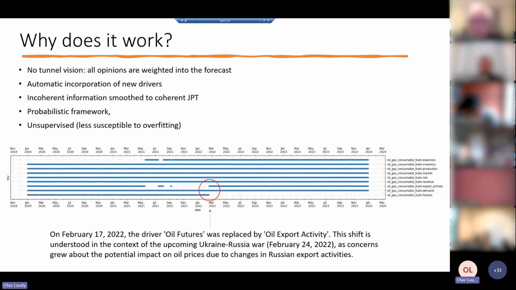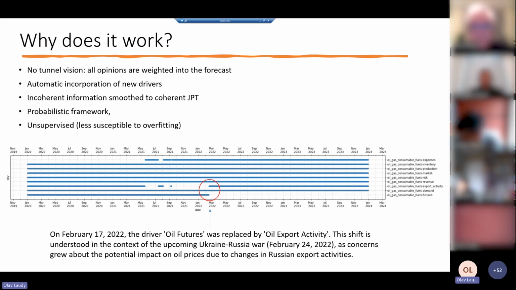You see this illustrated in the graph on this slide. I encircled a particular date, namely February 17th, where the driver oil futures was replaced by the driver oil export activity. In retrospect, this was very accurate, as the Ukraine-Russia war was brewing and many authors discussed the potential impact of the future Russian export activity on oil prices.